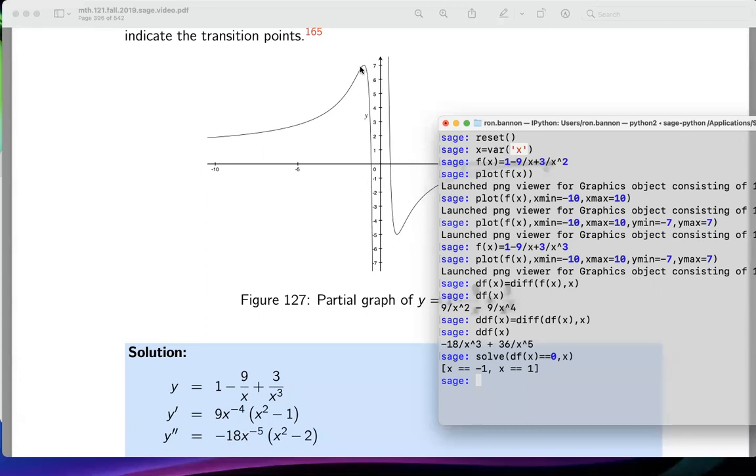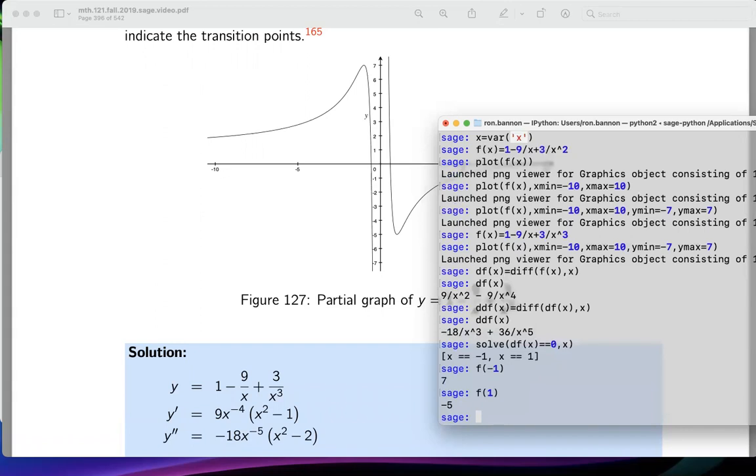For example, I actually look at f of -1. And to me, it looks around 7 point something. Well, let's see what happens. Wow, it's exactly 7. And I'm looking at f of 1. And to me, it looks around -5 point something. Wow, it's exactly -5. All right, you get the idea.